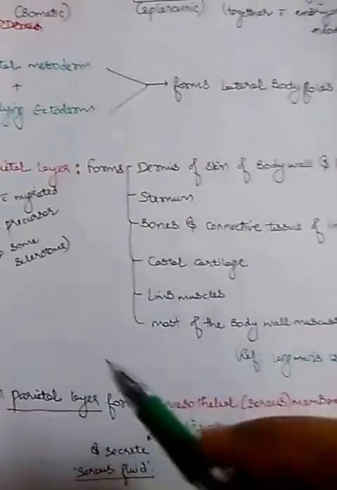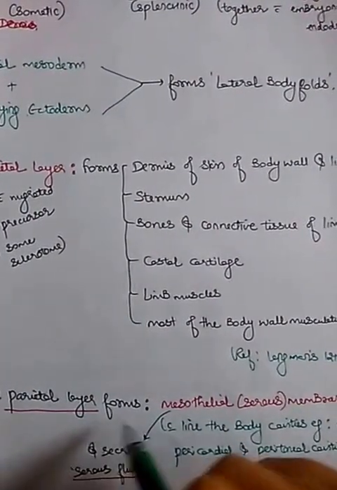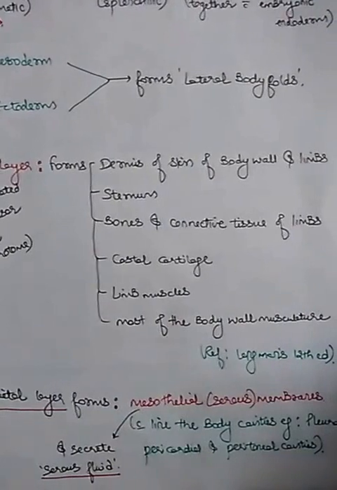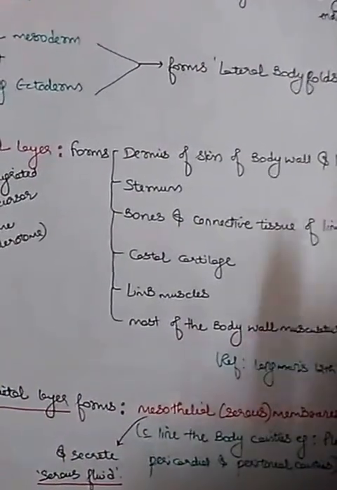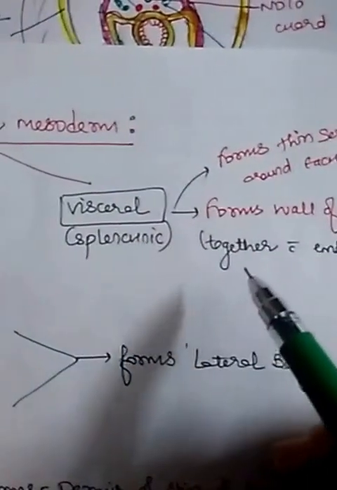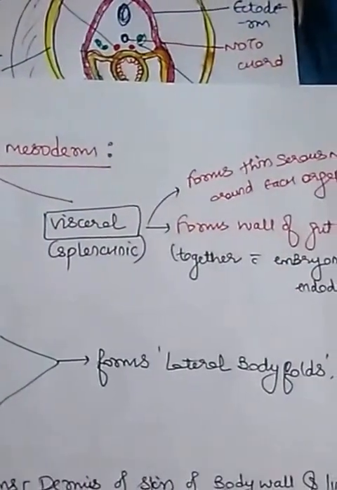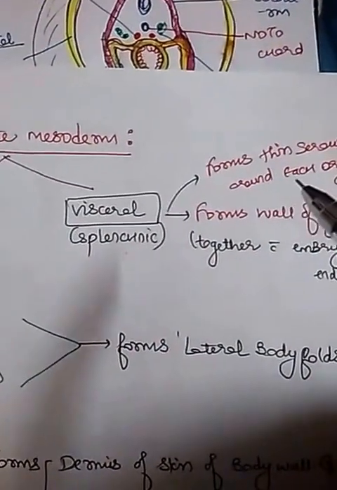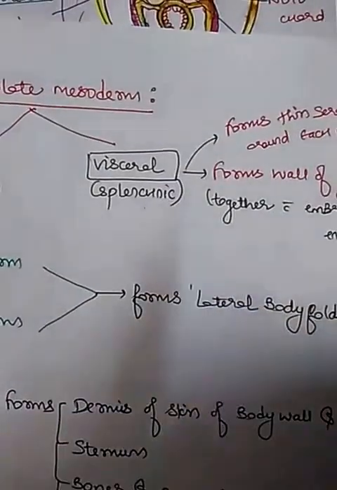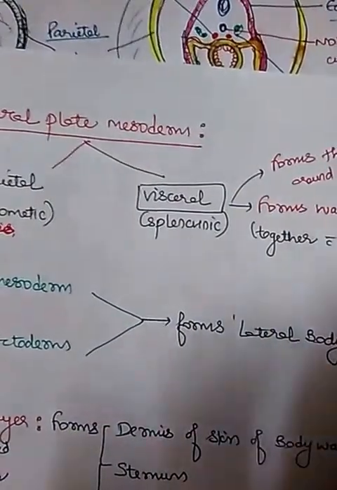Also, you should know, I have already told that the parietal layer forms the mesothelial membrane, which lines the body cavities like the pleural cavity, pericardial cavity, peritoneal cavity, etc. And this visceral mesoderm forms the wall of the gut tube along with the embryonic endoderm, and also forms the thin serous membrane around each organ. That's why we say there are two layers. The inner layer is the visceral splanchnic layer and the other one is the parietal layer.